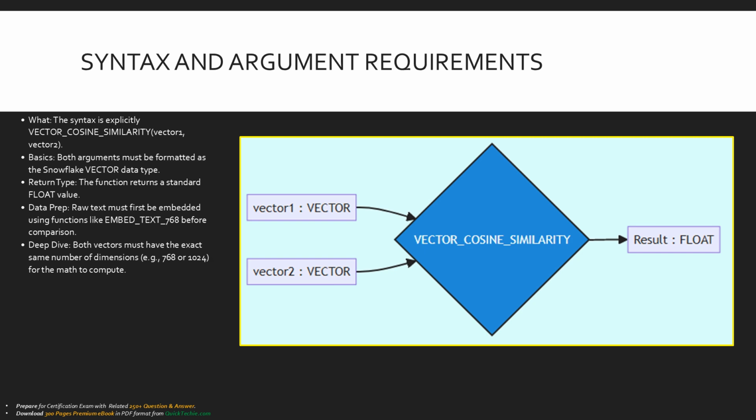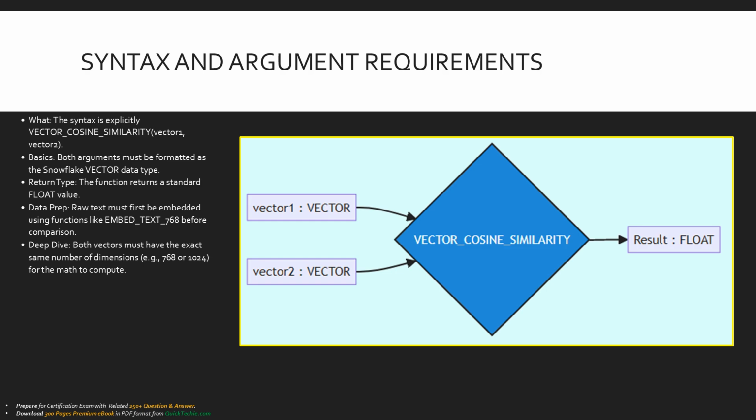As a deep dive constraint, remember that you cannot compare a 768-dimension vector with a 1024-dimension vector. Both inputs must exist in the exact same dimensional space for the geometric calculation to successfully execute.